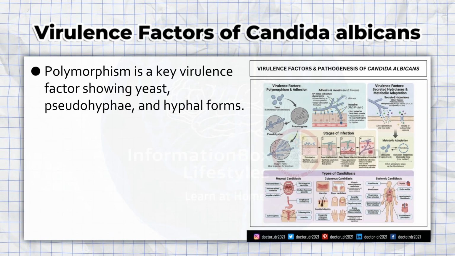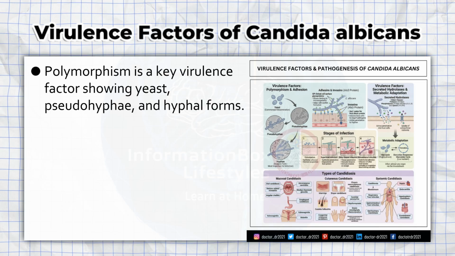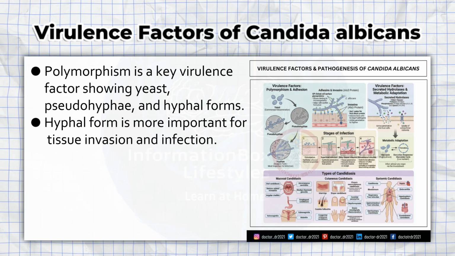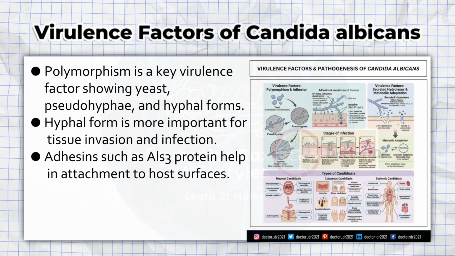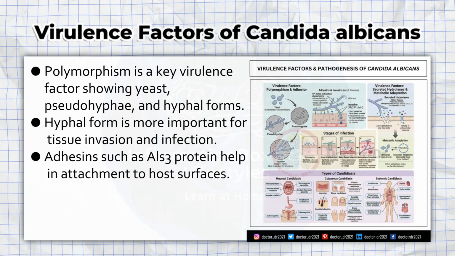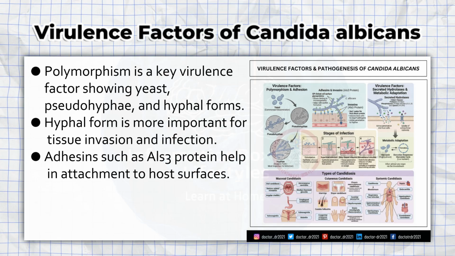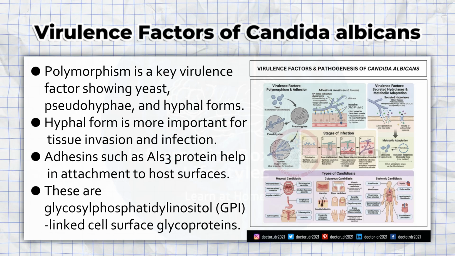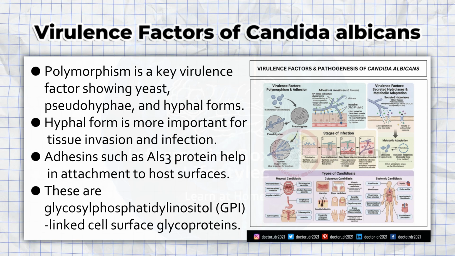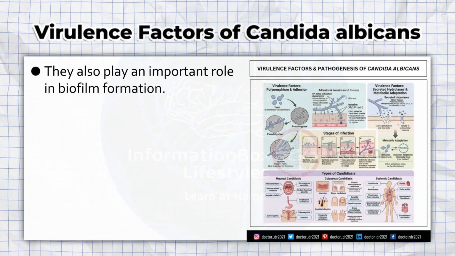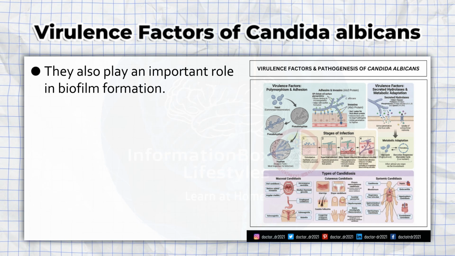Polymorphism is a key virulence factor showing yeast, pseudohyphae, and hyphal forms. Hyphal form is more important for tissue invasion and infection. Adhesins such as ALS3 protein help in attachment to host surfaces. These are glycosylphosphatidylinositol, GPI, linked cell surface glycoproteins. They also play an important role in biofilm formation.